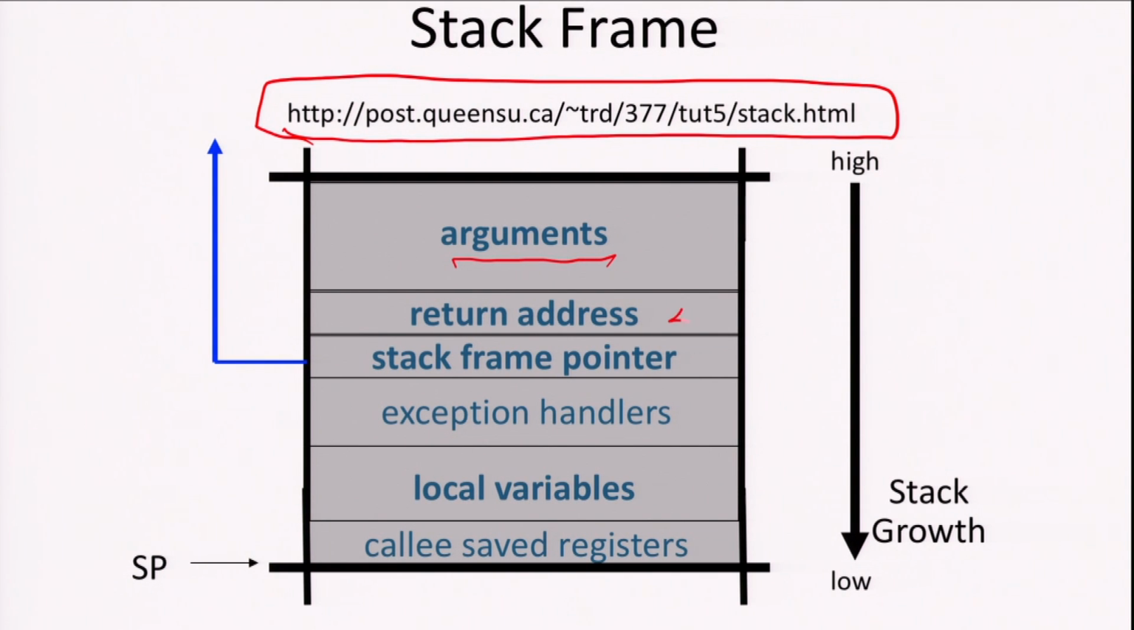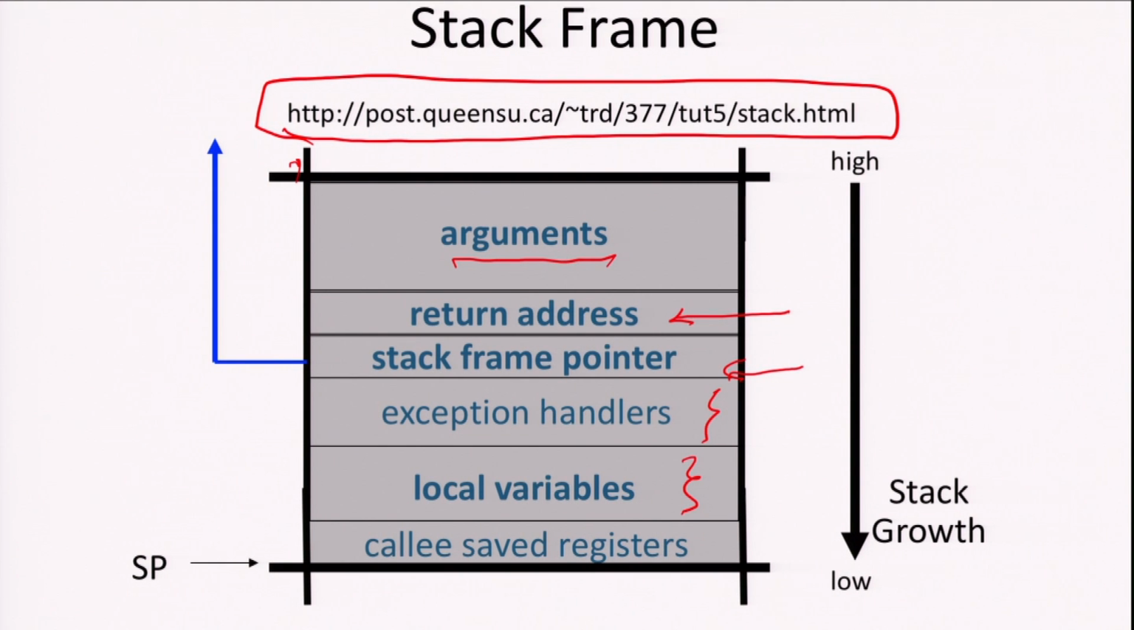Then the return address is pushed. Return address is where the program control should return after the function is over or function returns. Then the stack frame pointer points to where this frame starts, which basically means the top of the previous stack frame. Then we have the exception handlers, and then you have the local variables, and then you have the saved registers for the callee.